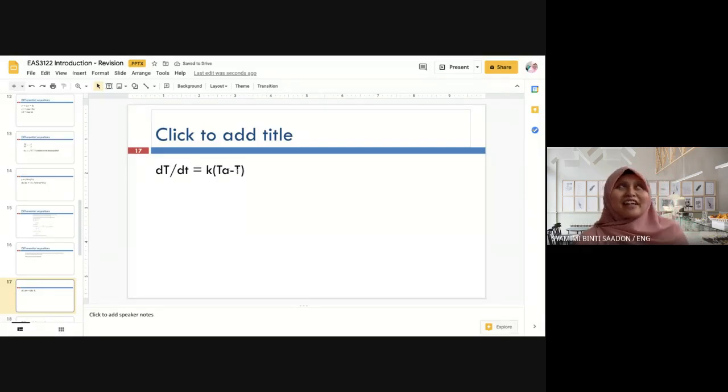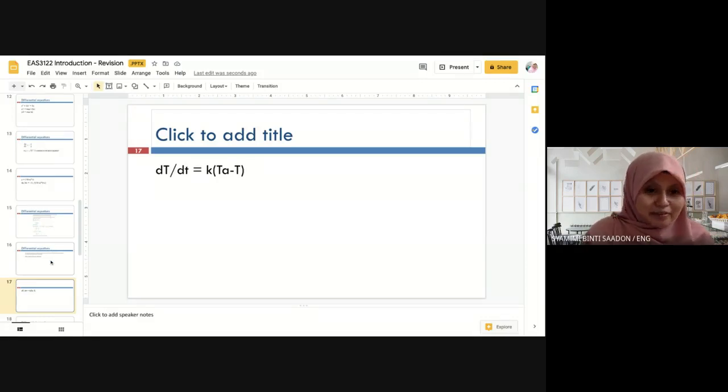Why TA minus T and not T minus TA? If you have learned aerothermodynamics or thermodynamics in general, this depends on how the fluid flows, the direction of the fluid flow, so you have negative or positive heat transfer. That's why here we assume that the ambient temperature is higher than the temperature of the water or the drink, so we have a positive heat transfer.